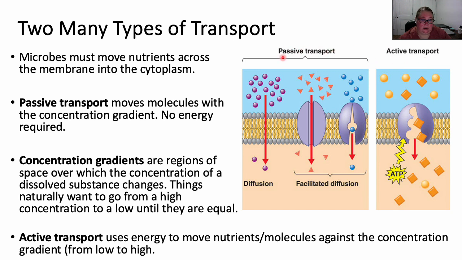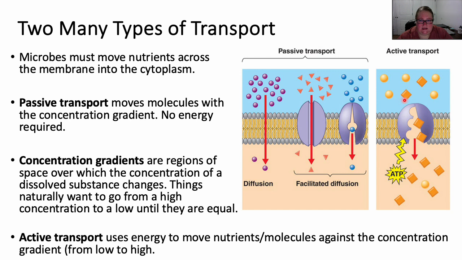So with passive transport, it's using the concentration gradient. So it's going to go from a high concentration to a low concentration. Okay, so like here we have the high concentration of purple circles and it's low inside. So they're going to move across the membrane into inside the cell. Now with active transport, because we're using energy, we can move things against the gradient. So we can go from an area of low concentration to an area of high.